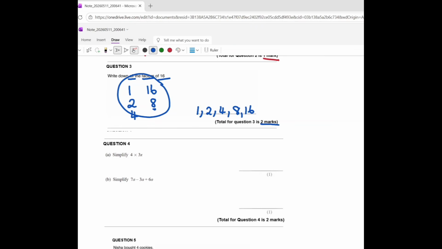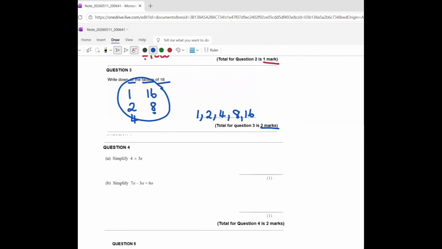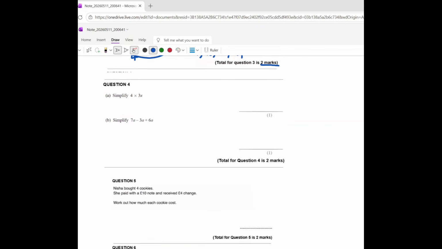Okay, question 3. Sorry, I apologise, question 4. So question 4 has asked you to simplify. Again, there's always a simplify question somewhere on the paper. I've put in multiply and add and subtract just to cover both bases. So this has asked me to do 4 lots of 3x. I'm just writing it again here, bigger, which is the same as writing 4 times 3 times x.